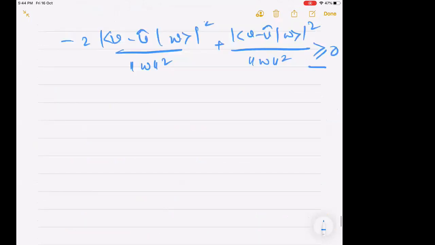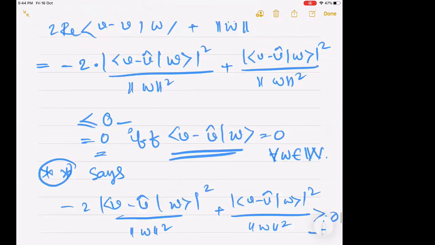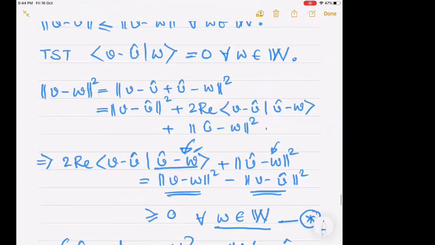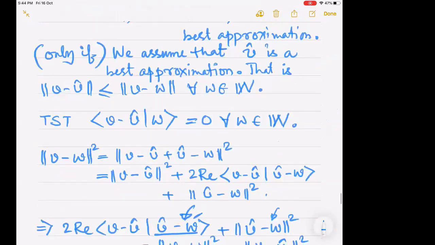So what we have essentially shown in this process is that if v hat is a best approximation, then v minus v hat satisfies this property, which means v minus v hat is orthogonal to W.